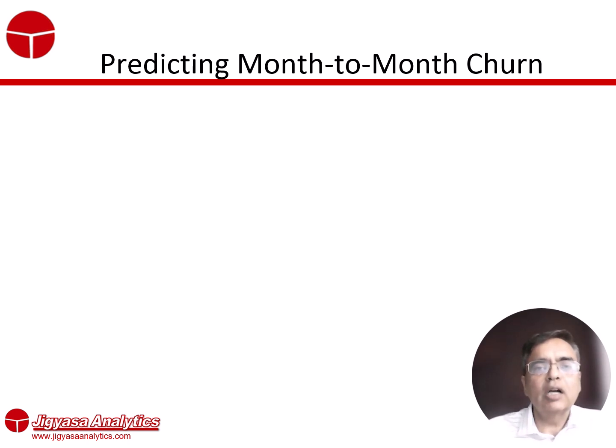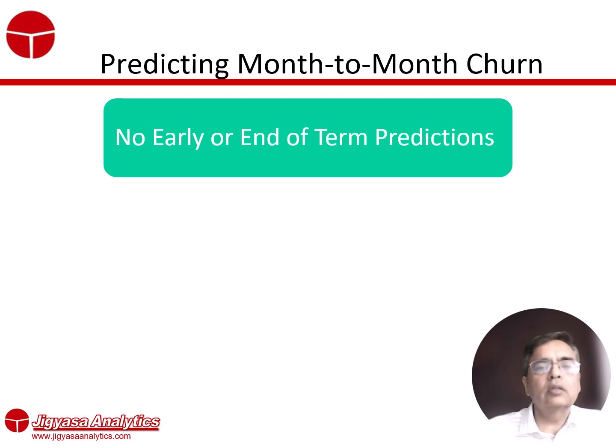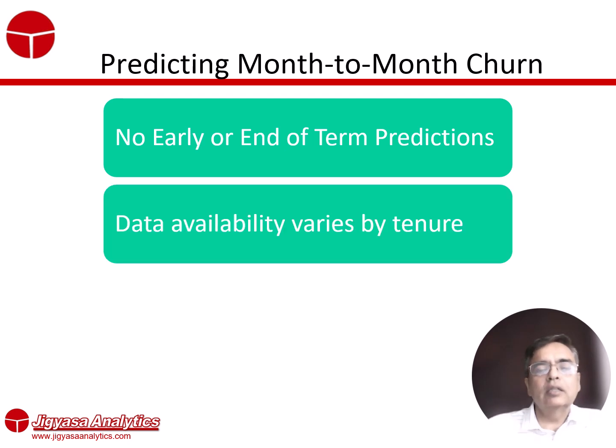Let us now talk about predicting month to month churn. So, one of the key things here now is that there is no contract. So, there is no early in the contract or no end of term predictions. It is basically just this month or this period and then the next period and so on. And the data available to do the modeling and the analysis is dependent on how long the customer has been.